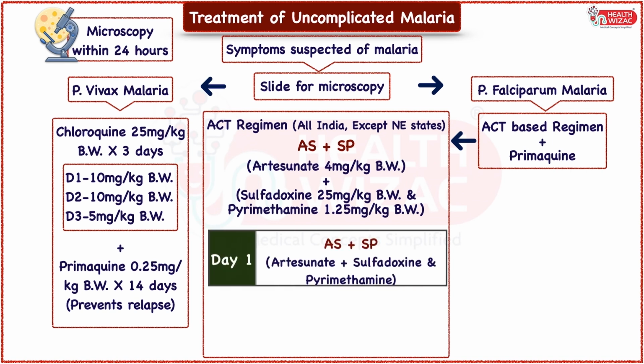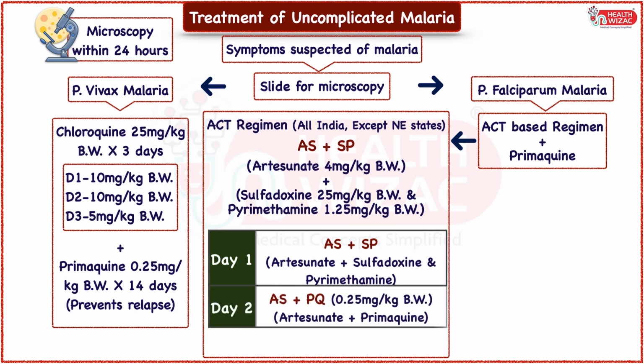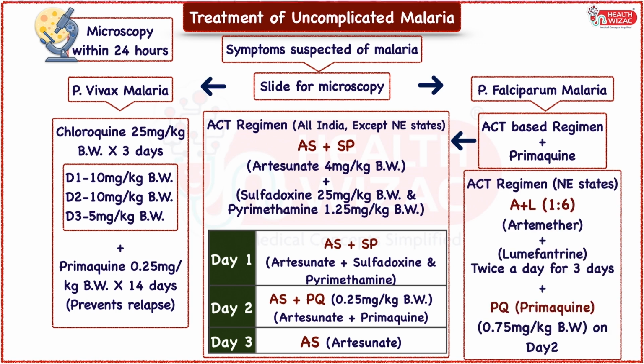On day 1, artesunate plus sulfadoxine-pyrimethamine single dose is given as per the body weights. On day 2, artesunate is given along with primaquine in a dose of 0.25 mg per kg body weight, and on day 3, a single dose of artesunate is given. The recommended ACT regimen in northeastern states includes artemether and lumefantrine combination given for 3 days along with primaquine in a dose of 0.75 mg per kg body weight on day 2 for its gameticidal action.